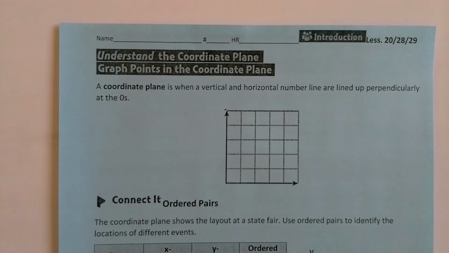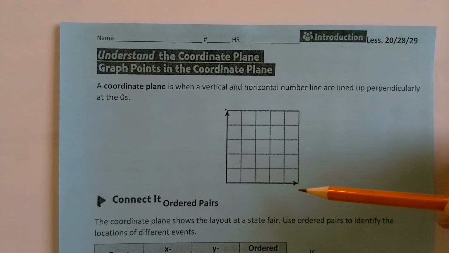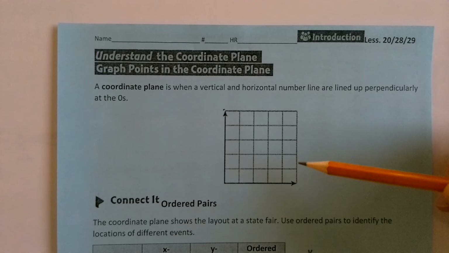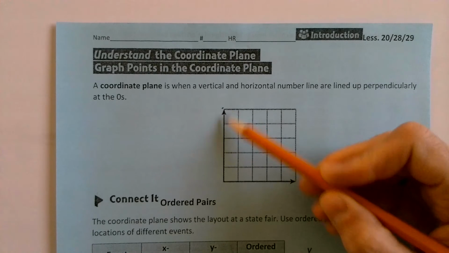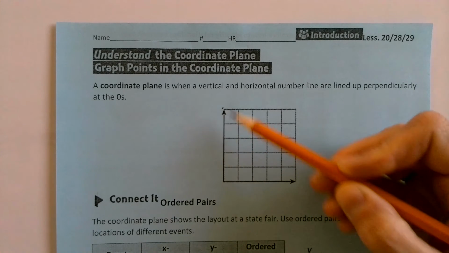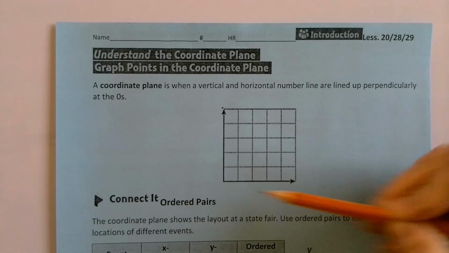Today we are going to look at understanding the coordinate plane and graphing points on a coordinate plane, also known as a coordinate grid. So what we are going to look at today is the different pieces and parts of a coordinate grid so that when we communicate about what is on the grid, we can all understand which parts we're talking about.